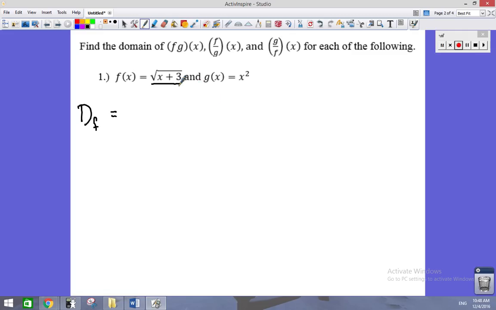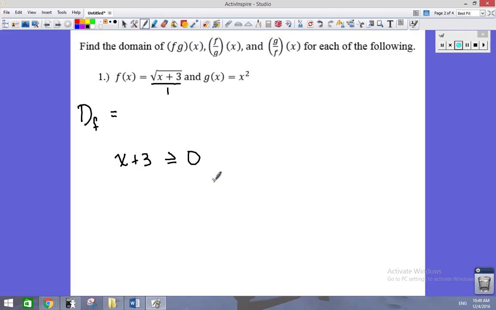I do not have any variables in the denominator, so I don't have to exclude any values. So right now I'm thinking, hey, my domain is all real numbers. But I also have to be afraid of taking the square root of a negative number, and I do have a variable underneath a radical. So this x plus 3 can equal 0 because I can take the square root of 0, and I can take the square root of a positive number. What it can't be is negative. This x plus 3 cannot be less than 0.